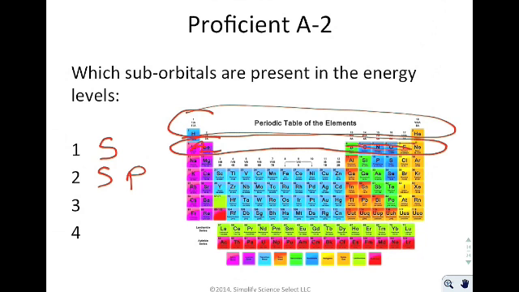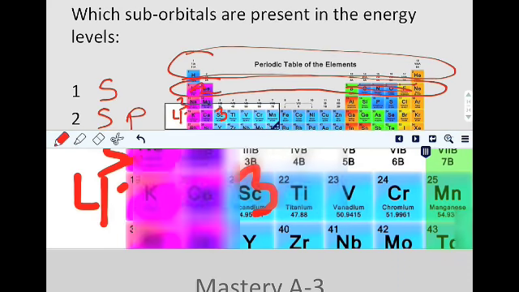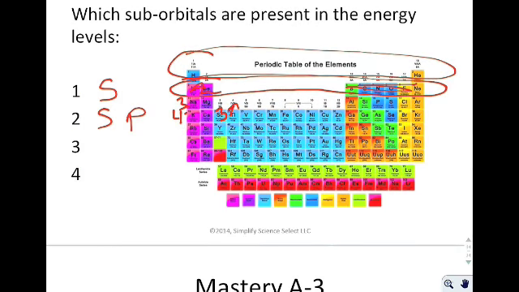Now, 3 is very, very tricky at this point. And the reason why is we'll look at the Aufbau principle in just a second. But this right here is considered to be the 3rd energy level. I know it's in the 4th row. But this d section is actually considered to be in this above orbital.